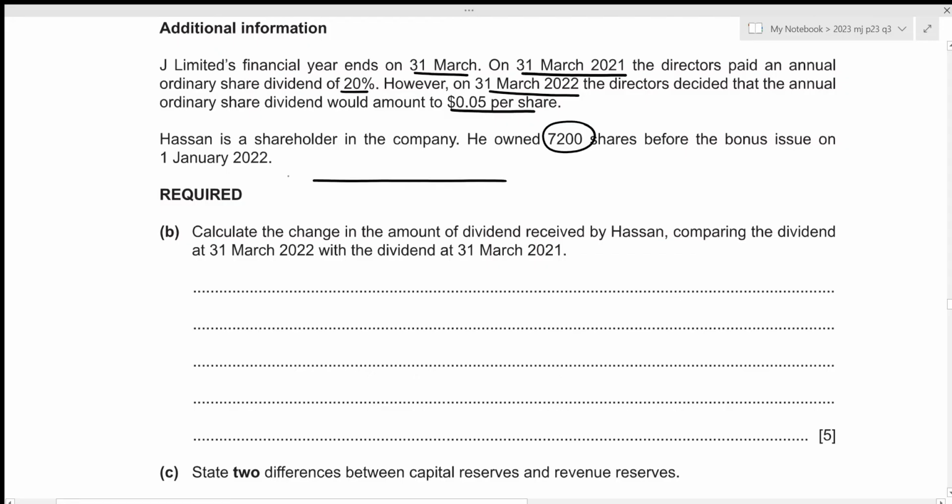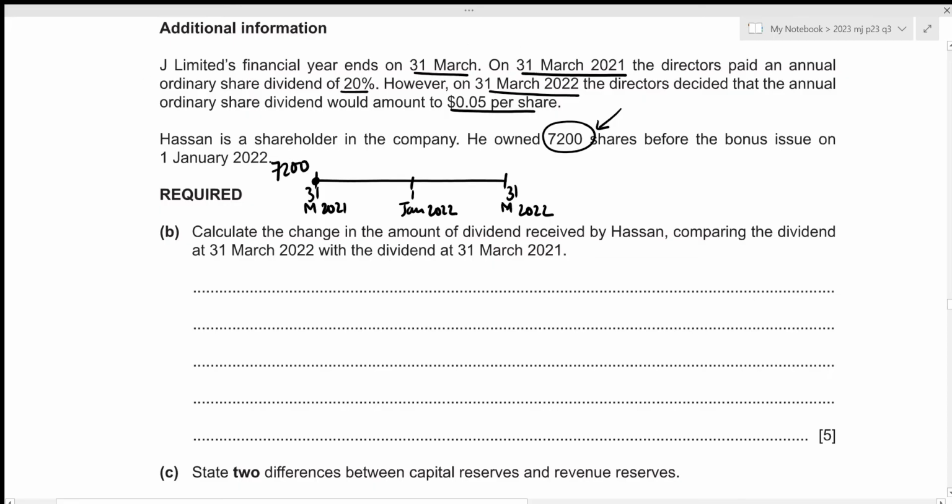Alright, so let's create a timeline right here. This is 31st March 2021. This is 31st March 2022. Somewhere in between, there's 1st January 2022. So, at 31st March 2022, Hassan had 7,200 shares.